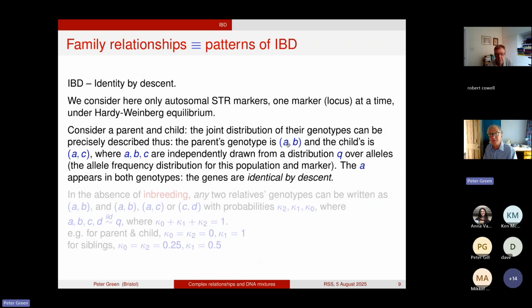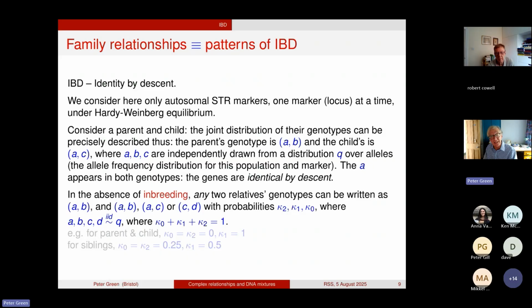If the parent's genotype is AB and the child's is AC, then A, B, and C are independently drawn from a distribution of the alleles. The distribution depends on the population and the marker and so on. The A appears in both of those genotypes. That's what we mean by saying those genes are identical by descent.